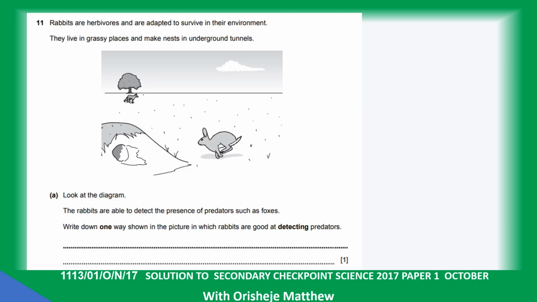Question 11. Rabbits are herbivores and are adapted to survive in their environment. They live in grassy places and make nests in underground tunnels. Look at the diagram. Rabbits are able to detect the presence of predators such as foxes. Write down one way shown in the picture in which rabbits are good at detecting predators.